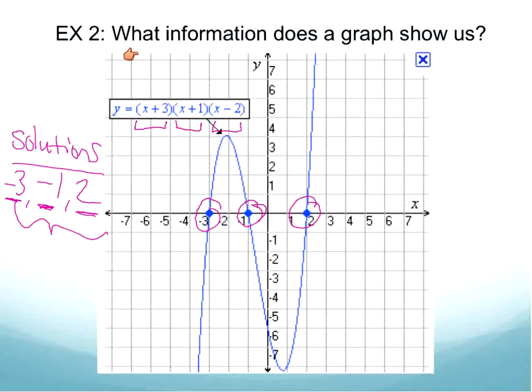So the graph shows us a lot, right? It didn't even have to tell me this blue equation. I could have found it myself. We're going to write out my solutions. Then we write them as the opposites inside the parentheses for the factors. So we can go one direction or the other direction depending on what it's asking us.